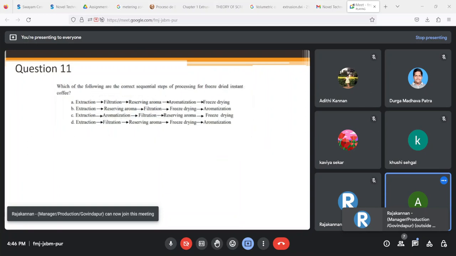Okay. So moving on to question 11. Which of the following are the correct sequential steps for processing of freeze-dried instant coffee? So you have multiple steps here. You have extraction, you have filtration, you have reserving aroma, you have aromatization, and then you have the freeze-drying process.